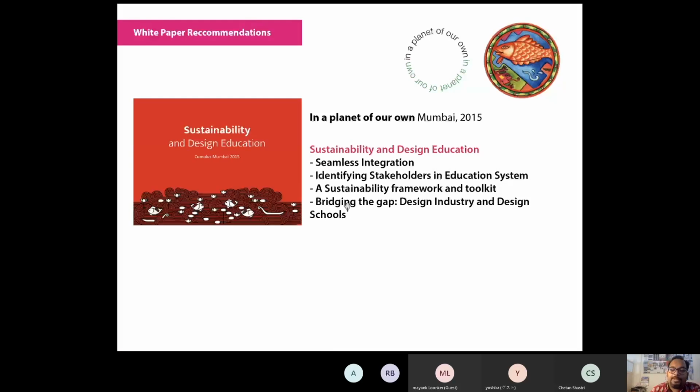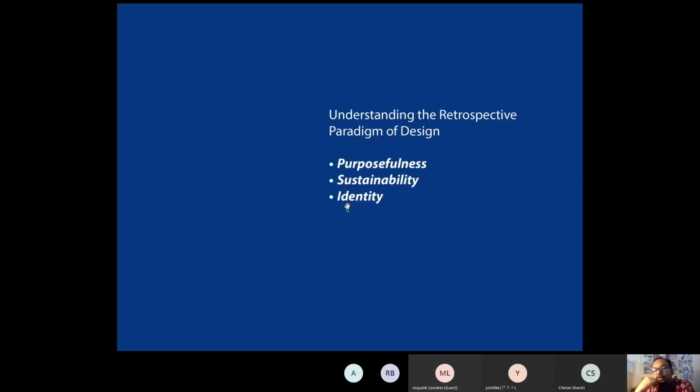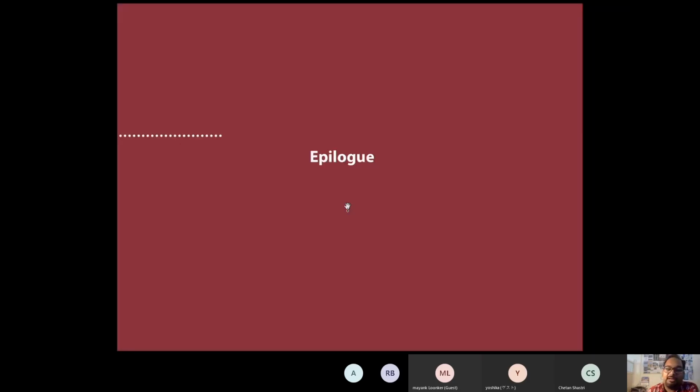One of the pedagogical toolkits which was developed by a scholar from IDC was about how we can integrate sustainability thinking in design schools. And if I look at the projects, it is about representing nation and culture, and then addressing sustainability through design. So overall, this particular paradigm talks about purposefulness, sustainability, identity, culture, and looking back.